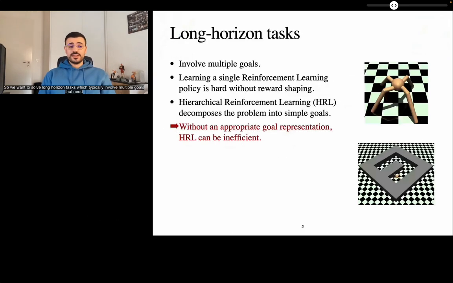So we want to solve long horizon tasks, which typically involve multiple goals that need to be achieved before the problem is solved. This is typically difficult for standard reinforcement learning techniques without some kind of reward shaping or pre-engineering. If you look at this ant robot, you can see that it's already pretty difficult to learn how to move it, let alone place it in a maze where it has to maneuver around some obstacles and reach an exit.